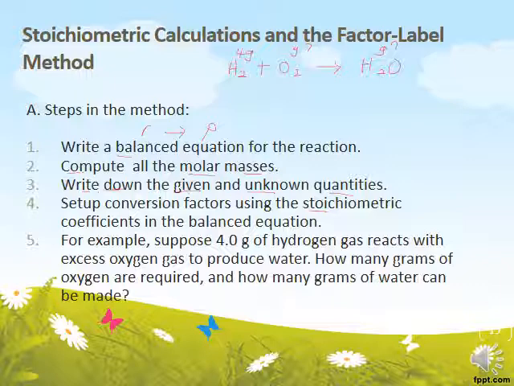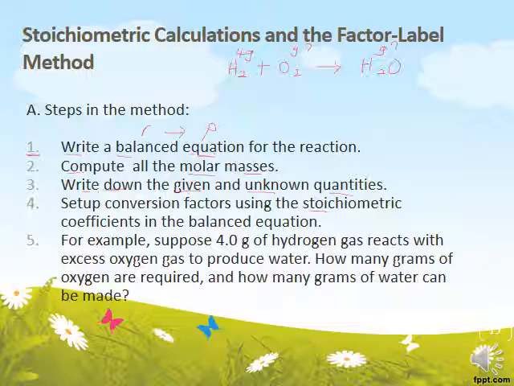So make sure the equation is balanced. Is it balanced? No, it's not, because we have 2 hydrogen on the reactant side and 2 hydrogen on the product side, but only 1 oxygen on the product side. In the reactant we have 2. So what we need to do is balance this equation.